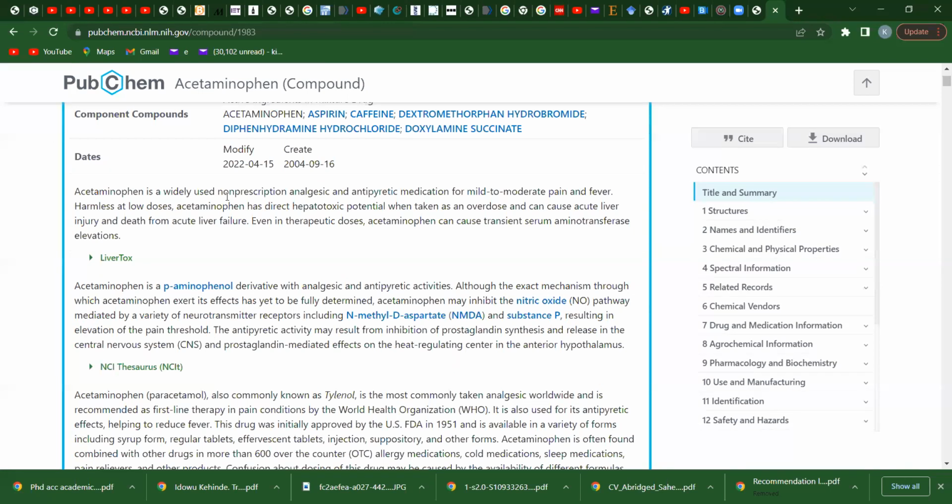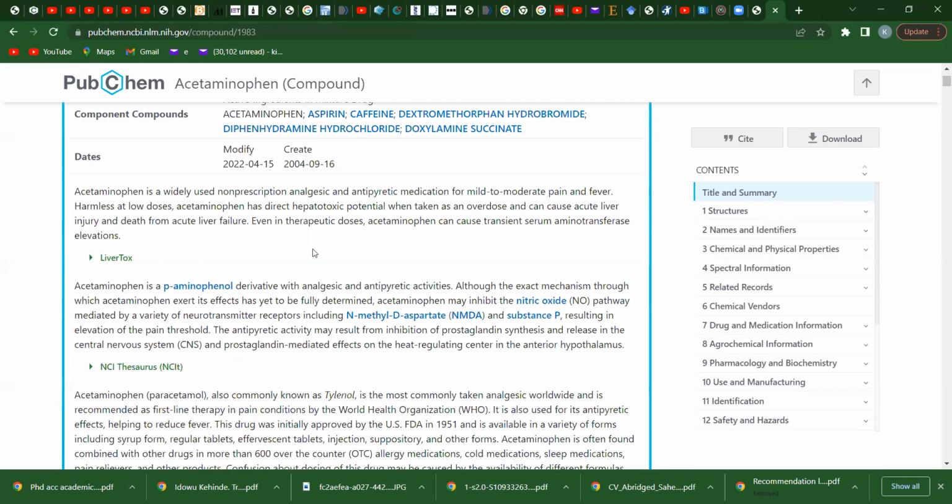Acetaminophen is a widely used non-prescription analgesic and antipyretic medication for mild to moderate pain and fever. Harmless at low doses, acetaminophen has direct hepatotoxic potential. Do you know what that means? Hepato means liver. That means it has the potential to cause liver damage. So that's why it has to be taken with caution. It's not something you use anyhow, and it can cause acute liver injury and death from acute liver failure.